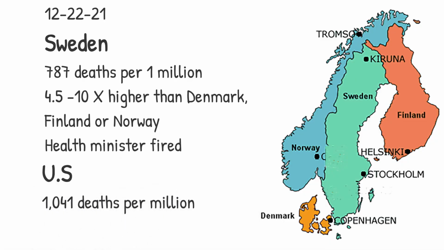Let's look at Sweden, which openly followed a herd immunity strategy. Claiming that only the young and healthy would be infected under their laissez-faire policy, they quickly learned that you can't prevent spread to the vulnerable. By December 22, 2021, Sweden had experienced 787 deaths per 1 million population, which was 4.5 to 10 times higher than its Scandinavian neighbors. Following a major outcry by nearly all Swedes, the health minister was fired, and Sweden adopted the tried and true infection control practices of its neighbors.